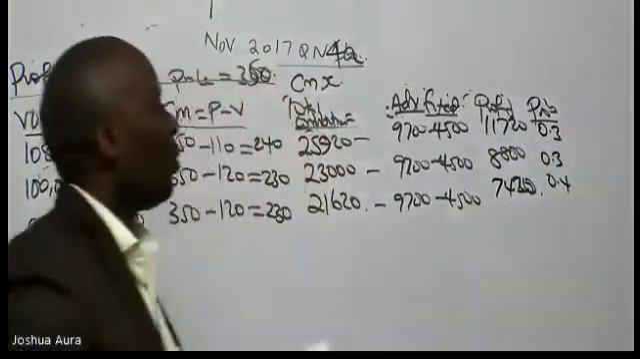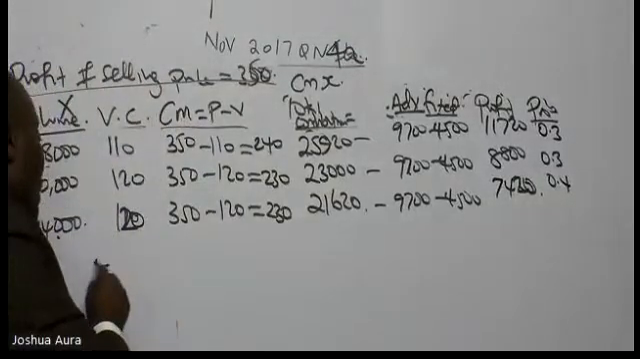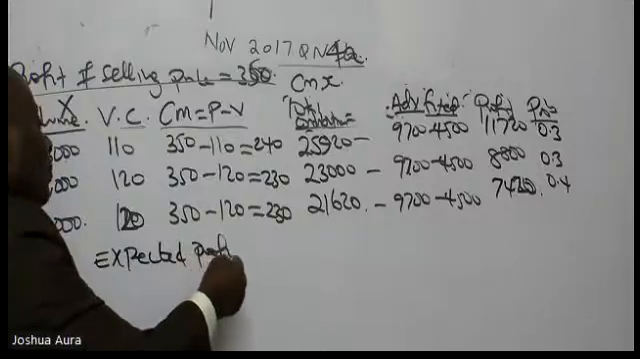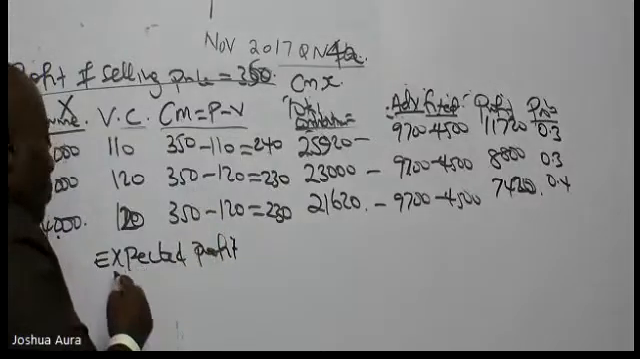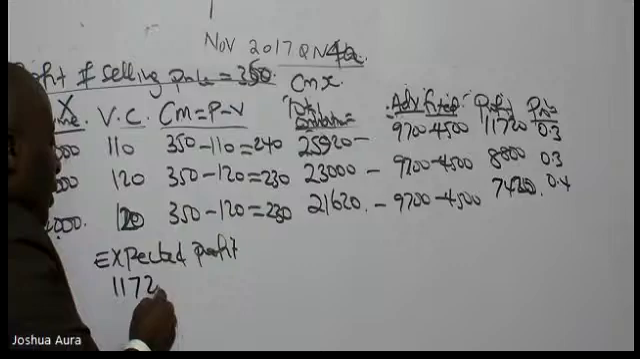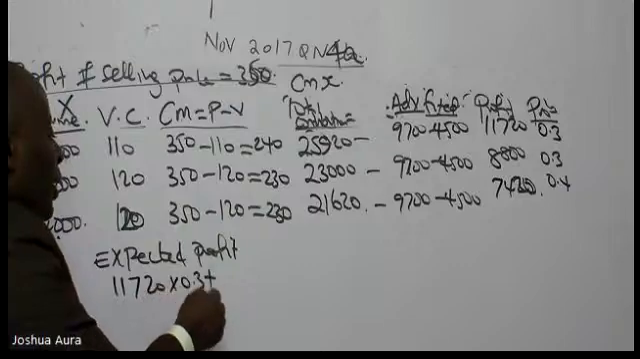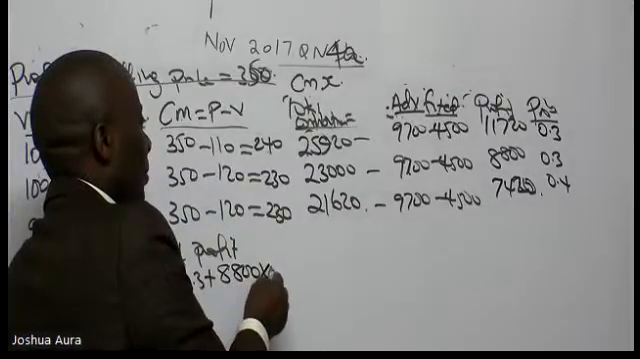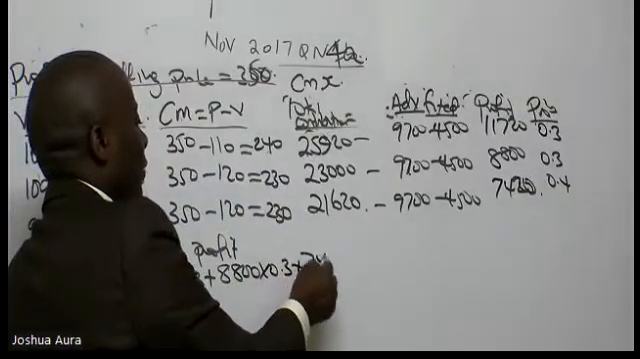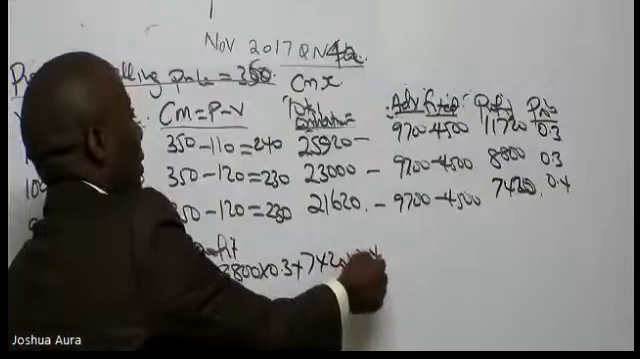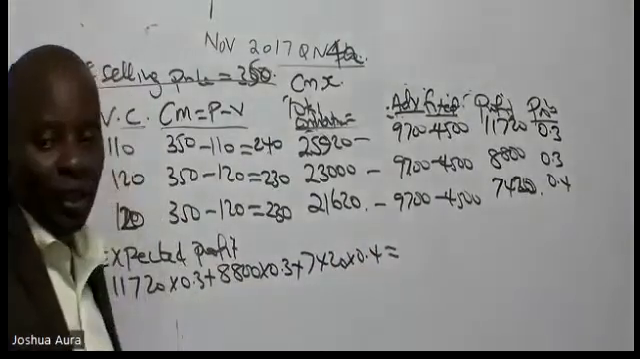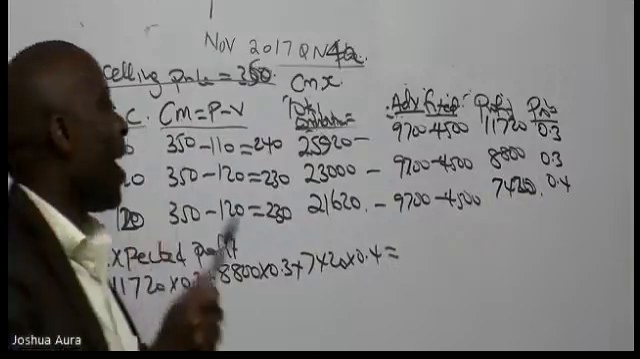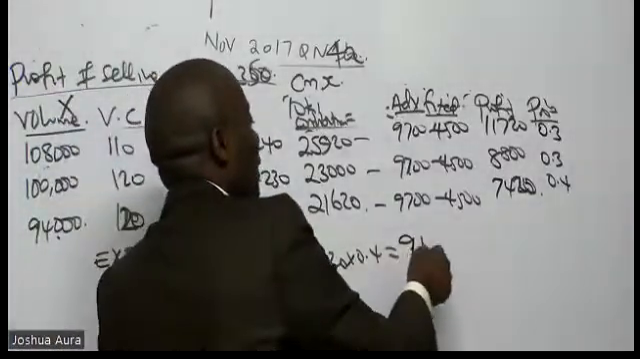Ladies and gentlemen, what I would want us to do very first is to ascertain the expected profit, the average profit. So the average profit there will be 11,720 times 0.3 plus 8,800 times 0.3 plus 74,20 times 0.4, which gives us what figure at the end of the day? 91,24. Yay! And I remember that there are students who got this 91,24.